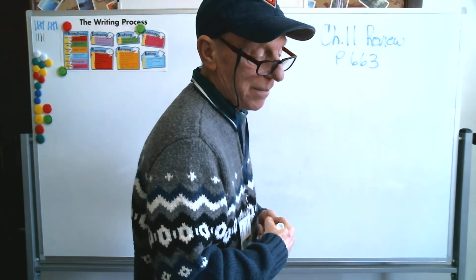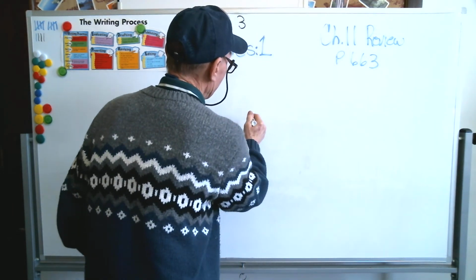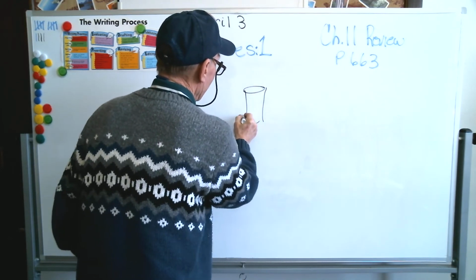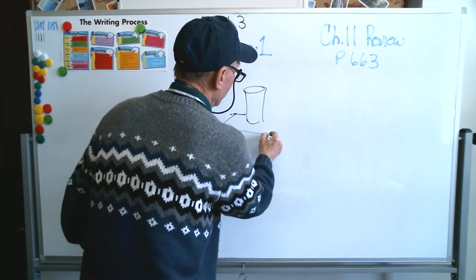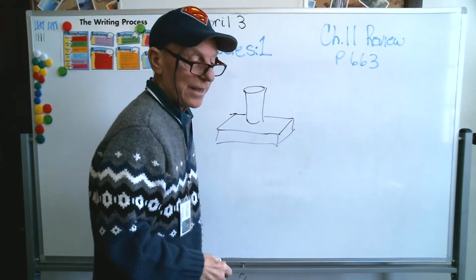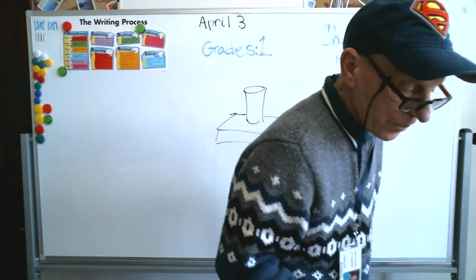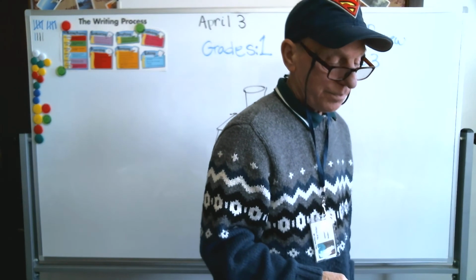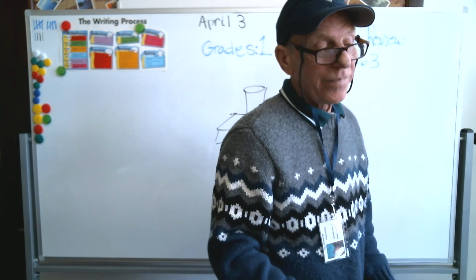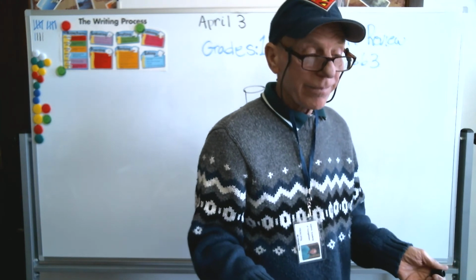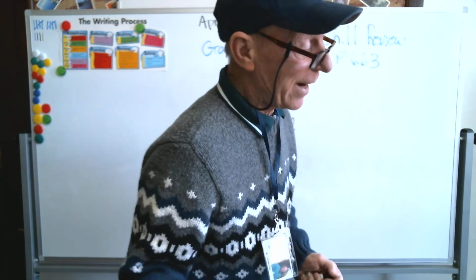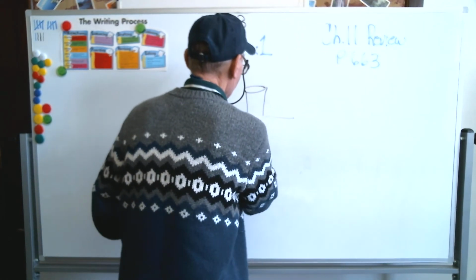So Ellen built a shape, and it shows you the shape there. And the shape is, she has a cylinder, and she built that on top of a rectangle. And it's asking you, what shapes did she use? Well, obviously, she used a cylinder and a rectangle. You all ought to be able to figure that out just by looking at the picture.